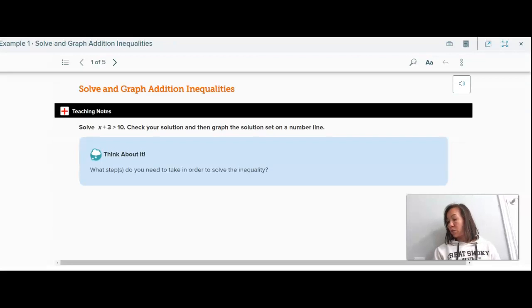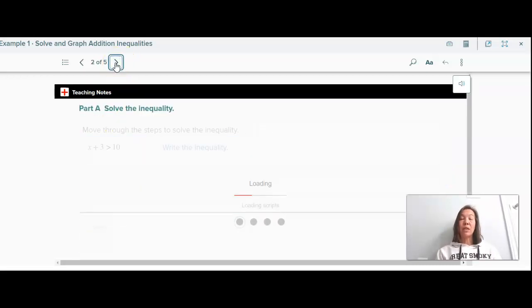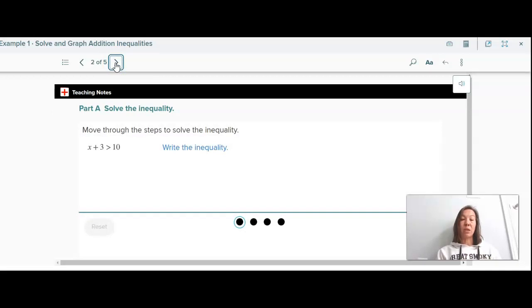This starts on page 333. So if I want to solve x plus 3 is greater than 10, it's really just exactly like solving the equation x plus 3 equals 10. So with inequalities, you still want to get x by itself. So solving inequalities, solving equations, we want x alone. So we're going to start with the subtraction property of inequality. We can subtract 3 from both sides and this inequality will still be true. And we get x is greater than 7.